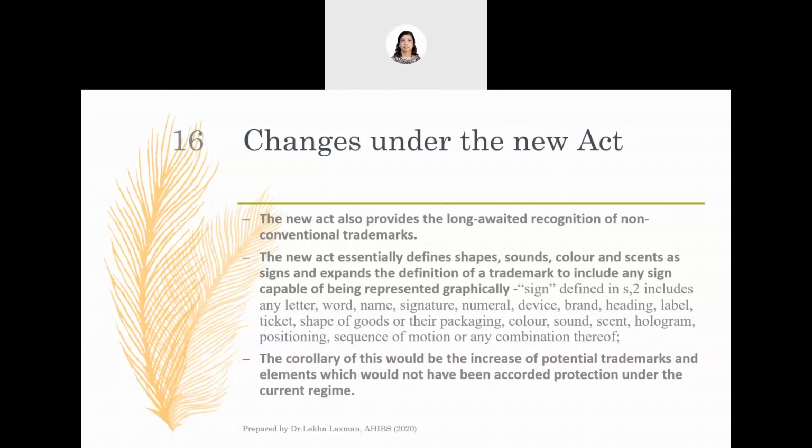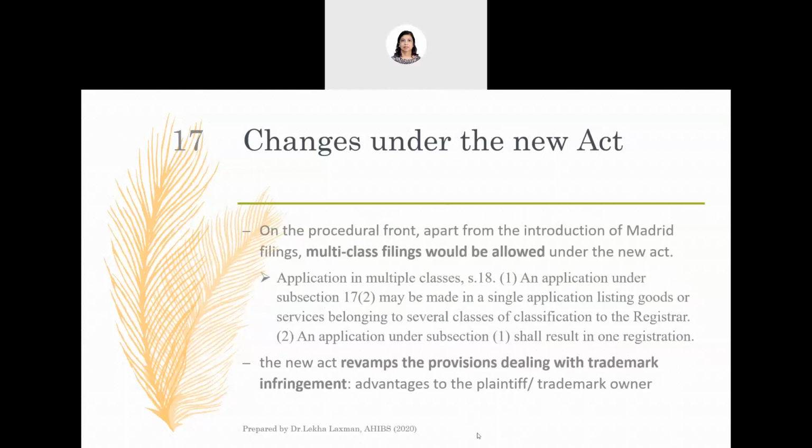Now, the corollary of this would be the increase of potential trademarks and elements which would not have been accorded protection under the current regime. So previously, these were not given protection, but under the new act, they are given protection. So this is one of the positive changes under the new act.